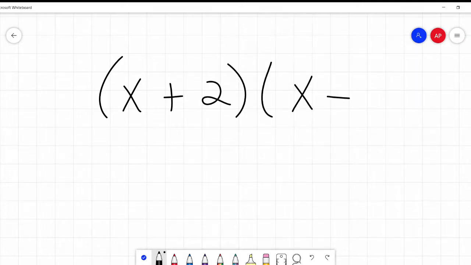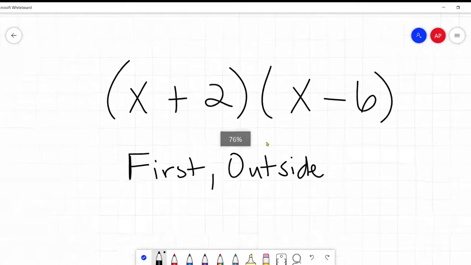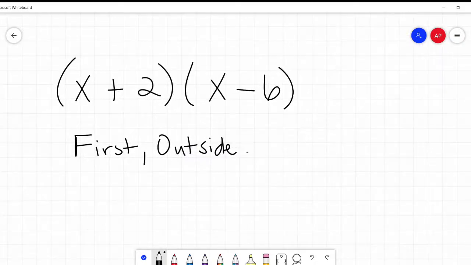I'm going to throw a negative in here. FOIL. FOIL stands for first, outside, inside, last.